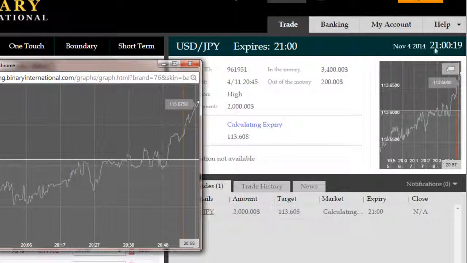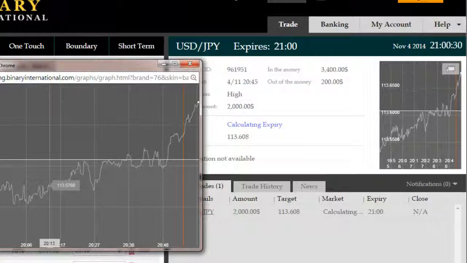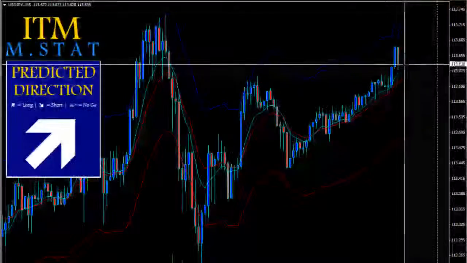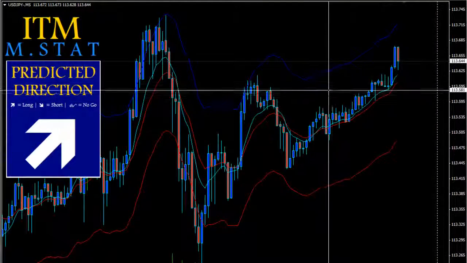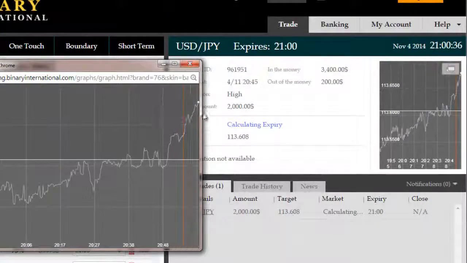So we have now expired in the money with a $2,000 investment here to yield a $3,400 gross return, resulting in a $1,400 profit. Now in the previous trade we invested $1,000, so $900 of that was lost and $100 was returned to the account based on the currency pair and the asset type. On this trade, we have scored $1,400, so that makes back the $900 from the previous trade and gives us a nice profit of $500 on this trade to take home here.